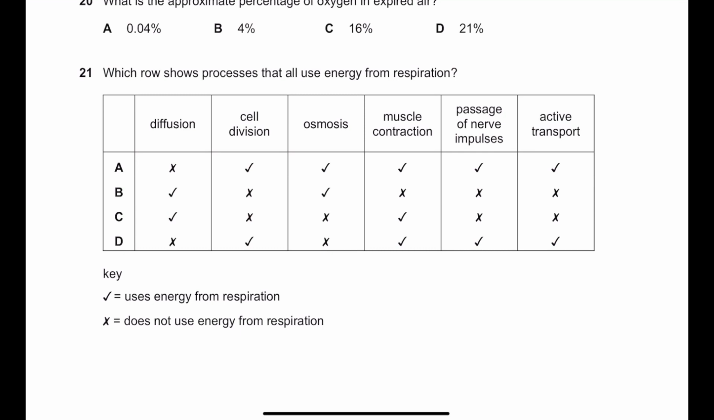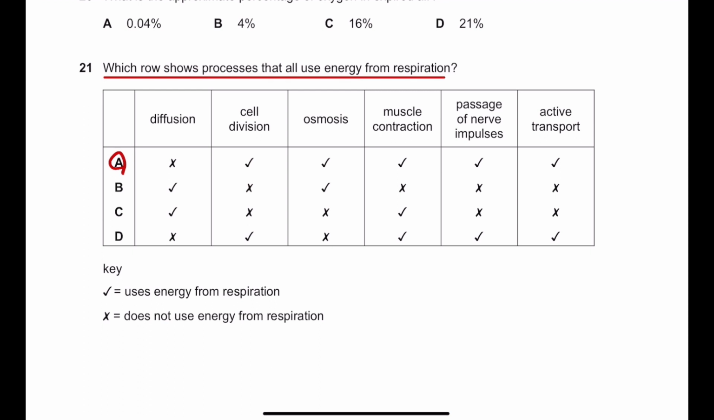Number 21. Which row shows processes that all use energy from respiration? Diffusion does not require energy, so the answer should be either A or D. Cell division, yes, it does require energy. Osmosis, no. Osmosis does not require energy because it's a form of passive transport. So the answer should be D already.